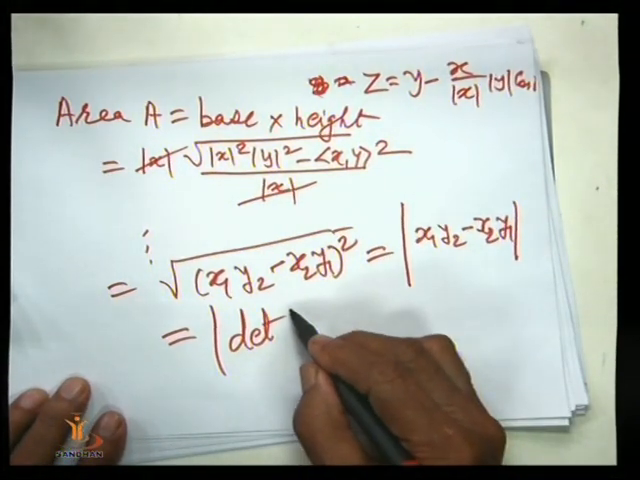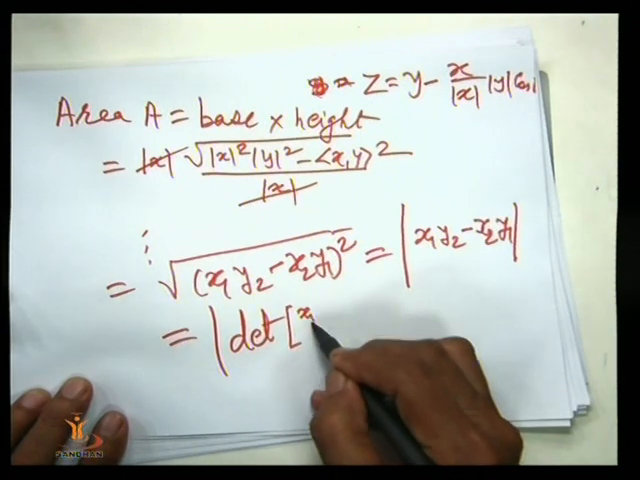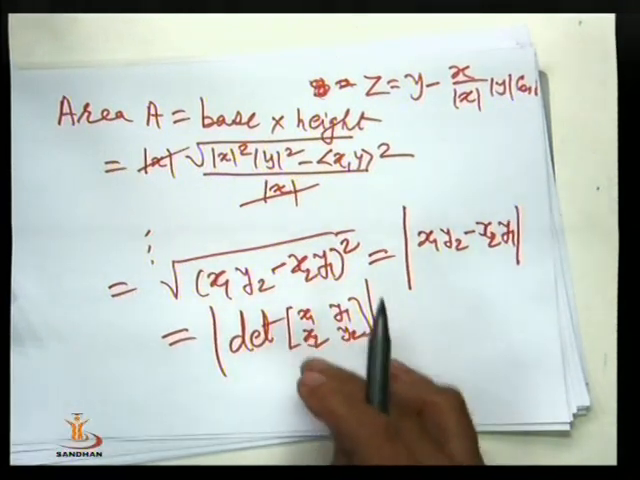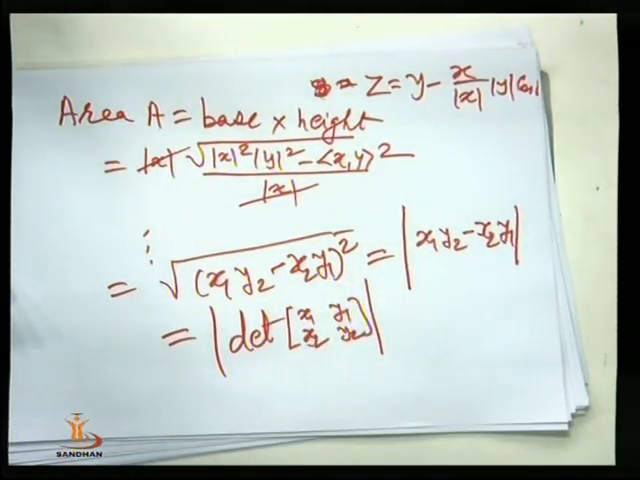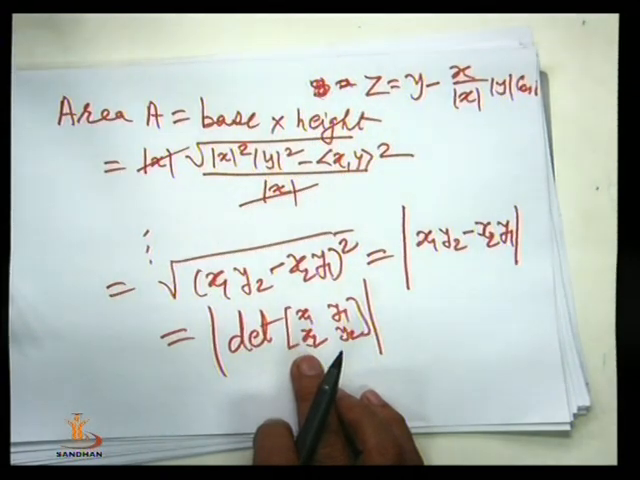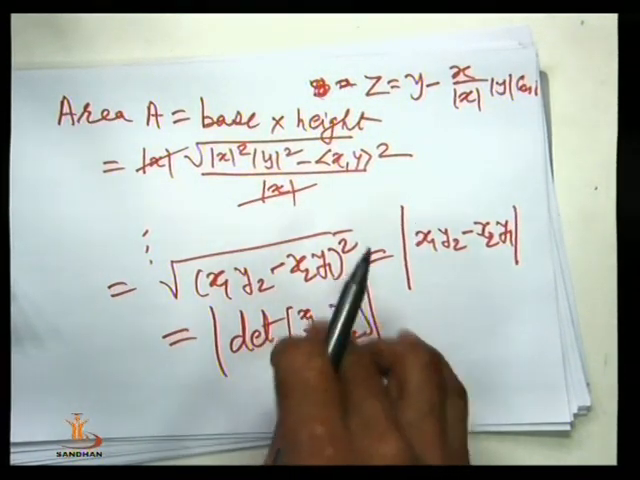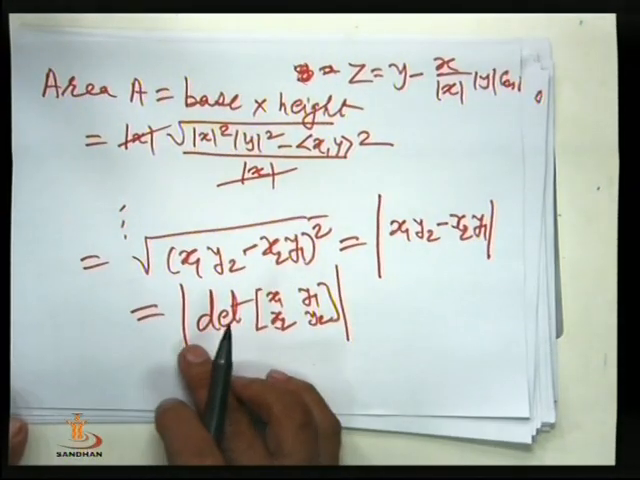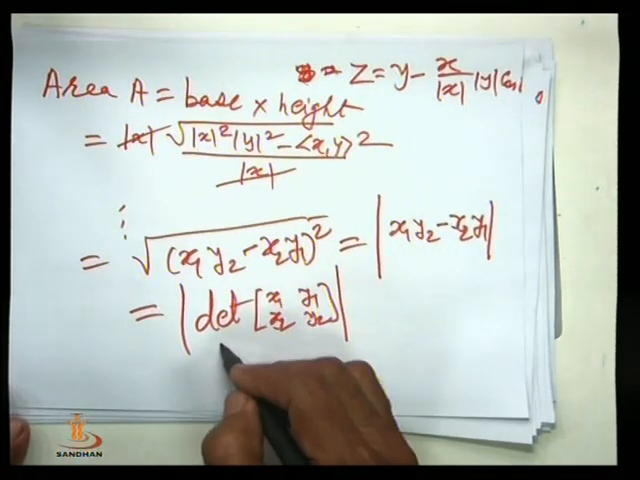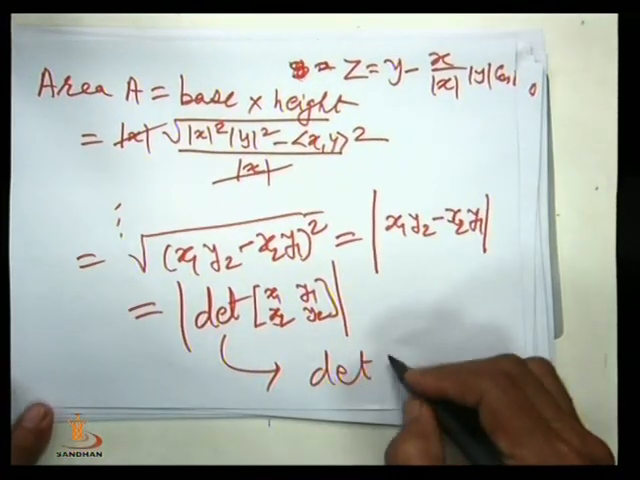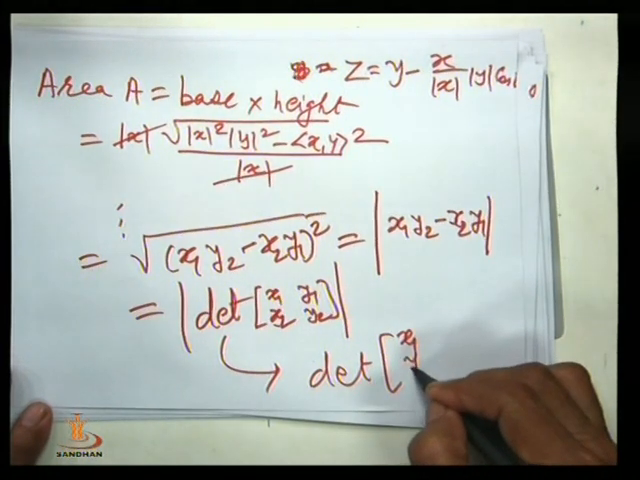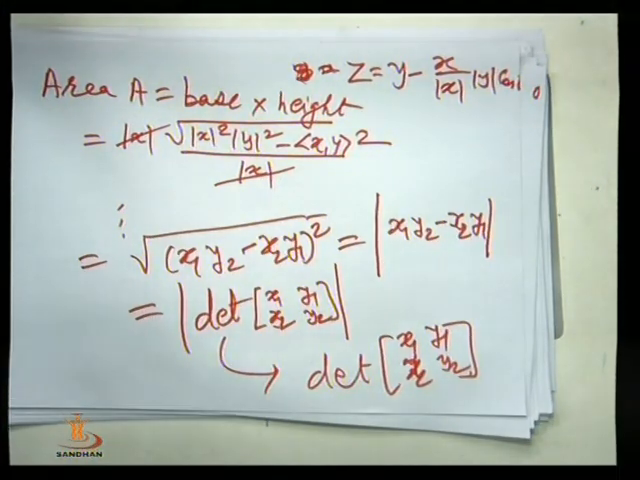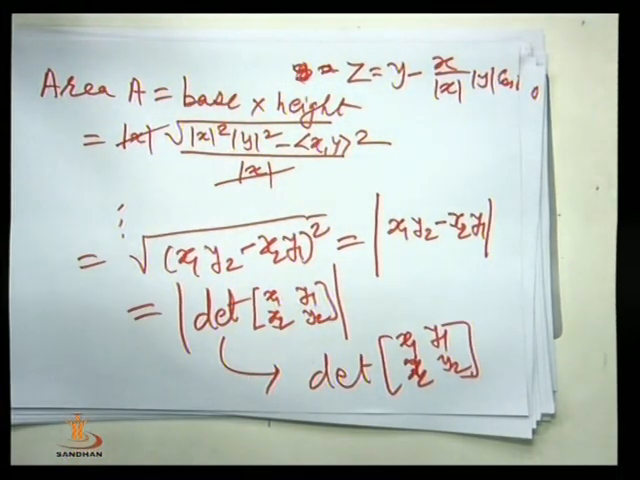determinant x1 x2 y1 y2, where x1 x2 is the first column and y1 y2 is the second column, and they are the coordinates of the vertices P and R. So here we are taking the absolute value, so the determinant of the matrix x1 x2 y1 y2, we call it signed area or signed volume.